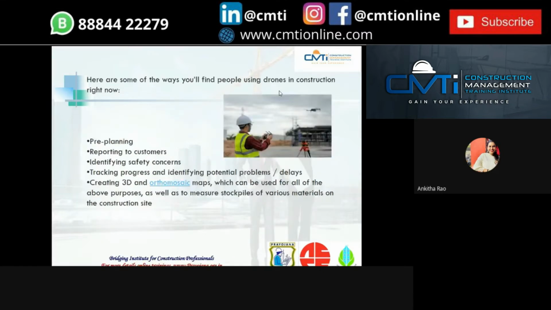So here are the drones which we can use in construction, like for pre-planning, reporting to customers, identifying safety concerns, tracking progress, and identifying potential problems and delays, creating 3D and orthomosaic maps which can be used for all the above purposes. Orthomosaic is taking more than two or three pictures, and using photogrammetrically orthorectified images, we can make it as a single picture with all the color balance, with a seamless mosaic data set.